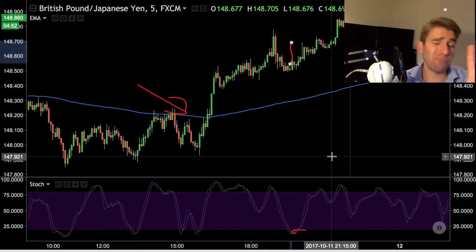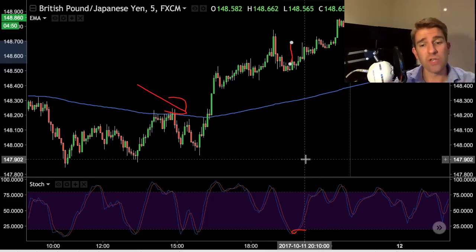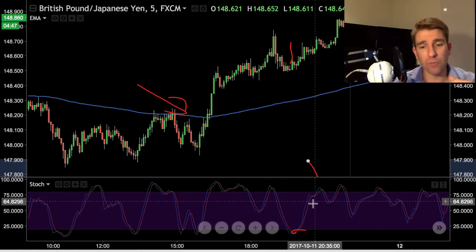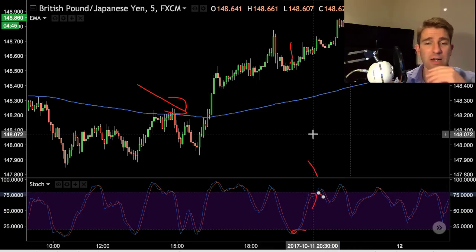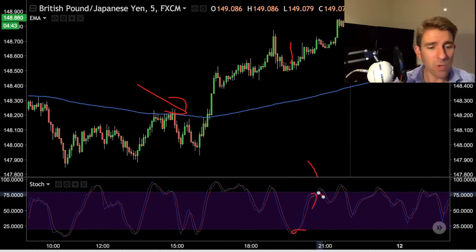Very nice. And in fact, we could probably go one step further. I don't think it says it in the rules, but we could say, hey, as soon as it goes overbought on the stochastic, close it out. So there's one that's fired off there.